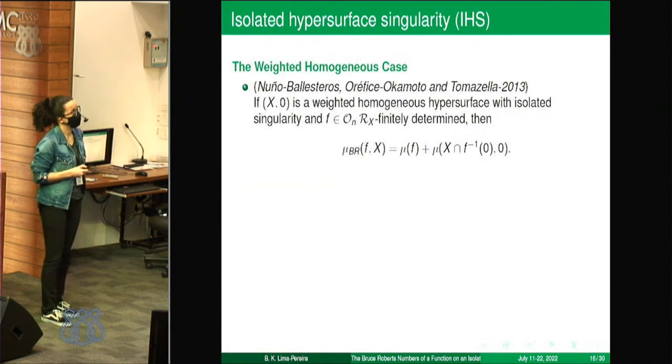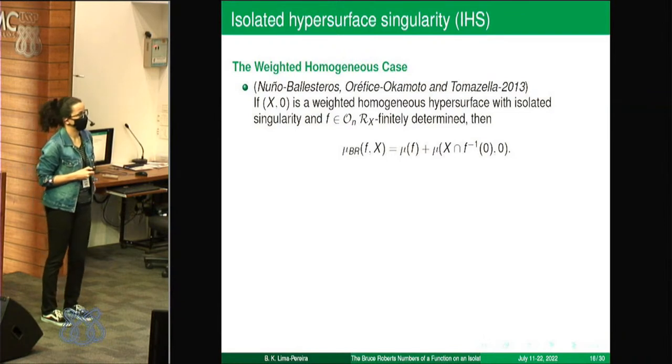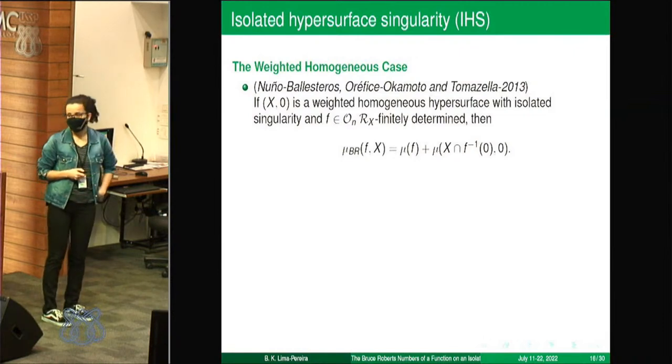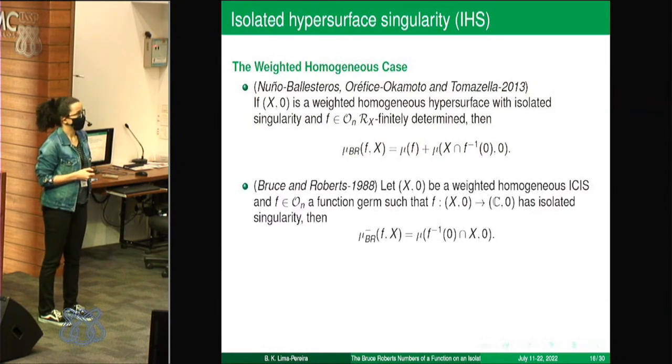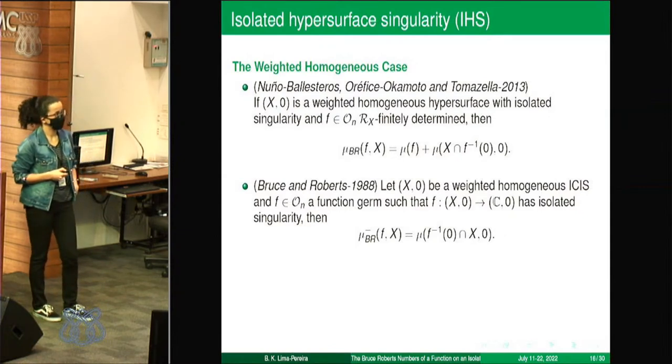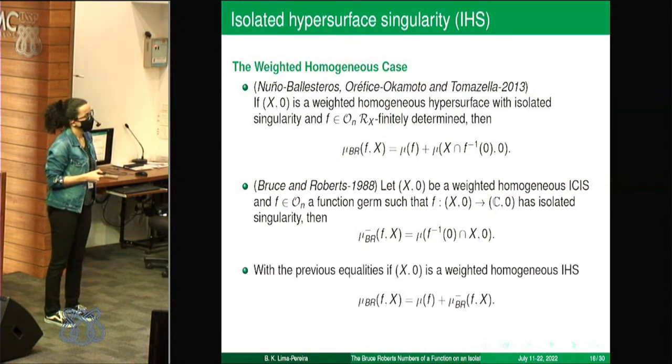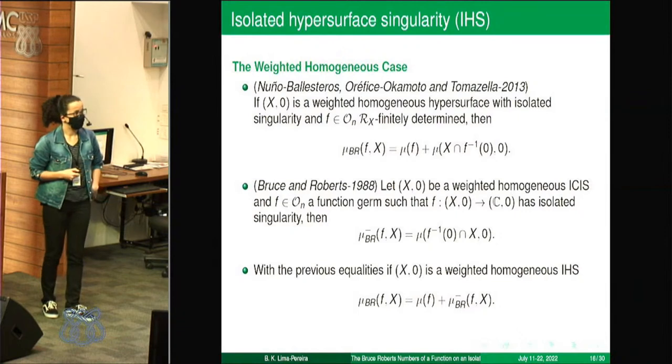Nuño Ballesteros, Oréfice-Okamoto, and Tomazella prove the following result. If X is a weighted homogeneous hypersurface with isolated singularity, and f is a function germ on X finitely determined, then the Bruce-Roberts number is equal to the Milnor number plus the Milnor number of the fiber. Okay? Bruce and Roberts proved that if X is a weighted homogeneous ICIS, and f is a function germ such that the restriction has isolated singularity, then the relative Bruce-Roberts number is equal to the Milnor number of the fiber. And with these equalities, we have this relation between the Bruce-Roberts number, the Milnor number, and the relative Bruce-Roberts number when X is a weighted homogeneous ICIS, okay?